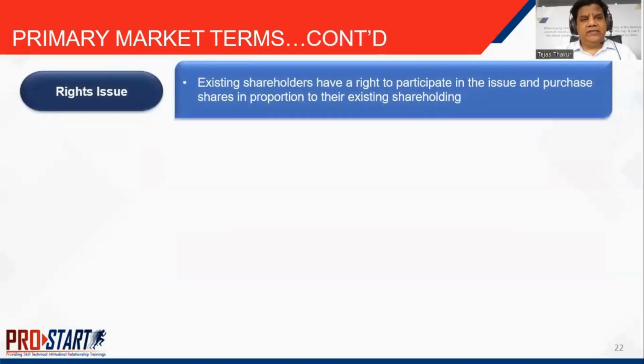Rights issue: existing shareholders have the right to subscribe for further shares of the same company at discounted rates. So the prerequisite for a rights issue is that you should be an existing shareholder. This comes with a premium. So I'm getting a discount, I'm not getting it free.